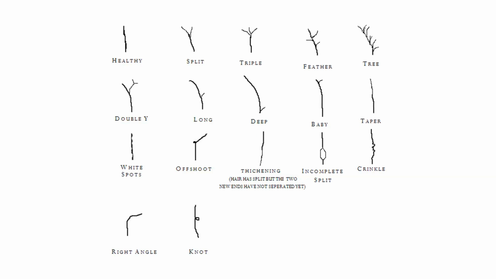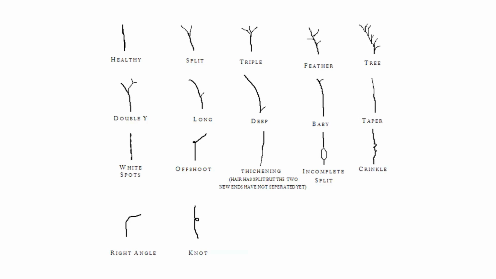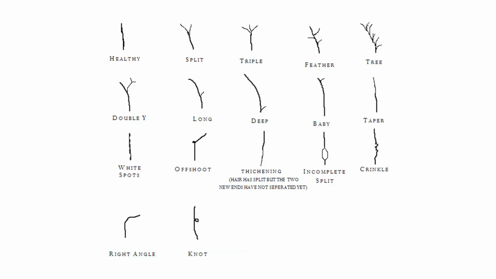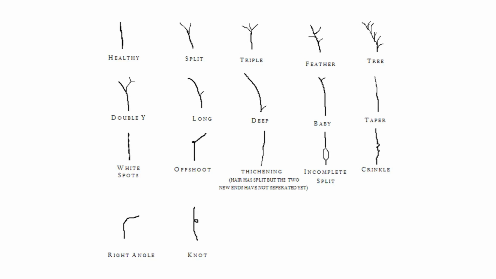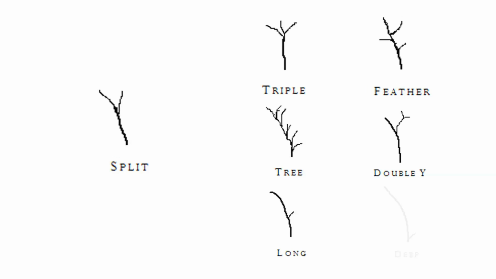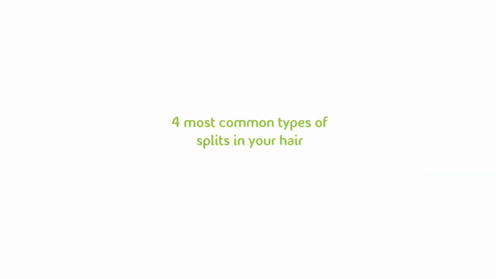Splits in your hair can come in all shapes and sizes. Here's an illustration of most of the different types of splits that can occur in your hair. Most splits start out as single splits, but then they evolve into either a triple, feather, tree, double Y, long, or a deep split. This progression is inevitable, but can be substantially slowed down with proper care and treatments.